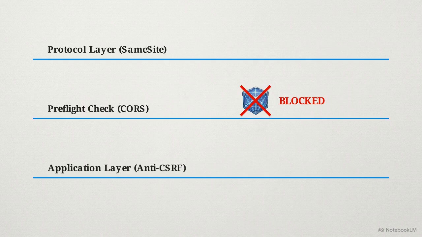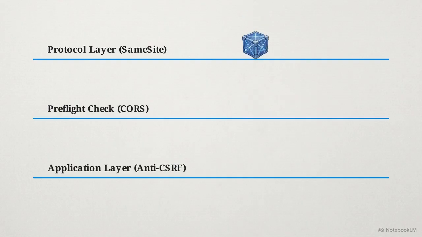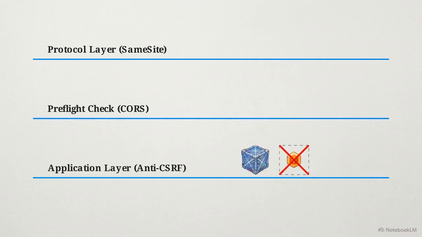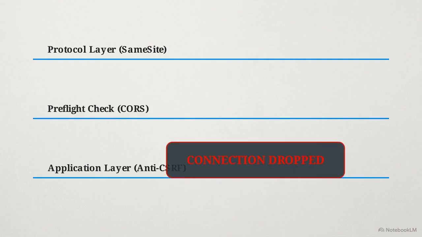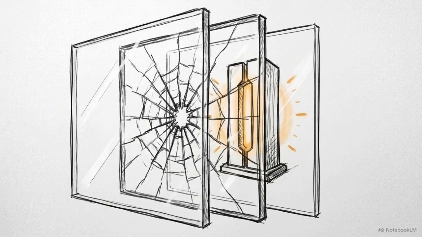When the request hits the server, it is blocked again. Because it originated cross-origin, it lacks the custom AJAX header required for state-changing actions. Finally, if those layers fail, the application layer inspects the request body. Finding no valid anti-CSRF token, the server drops the connection and logs the failure. This redundancy ensures system resilience. By creating multiple overlapping points of failure, the compromise of a single layer does not lead to a total breach.